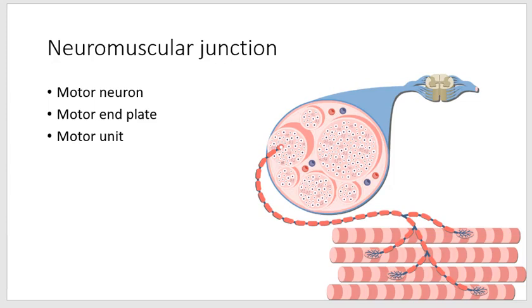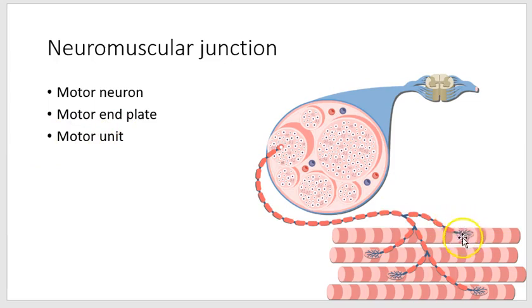Just briefly, we're going to talk about the neuromuscular junction. And so this is a motor neuron coming from the central nervous system, coming to work on these individual muscle fibers. And you can see the axon from this motor neuron reaches out and talks to more than just one fiber. So all the muscle fibers that one motor neuron talks to is called the motor unit.